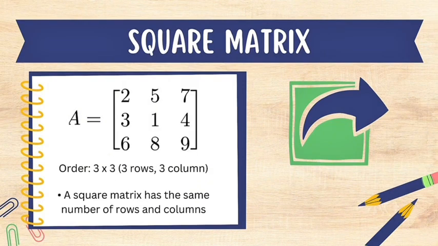Next is the square matrix. A square matrix has the same number of rows and columns. If the rows have 3, the columns must have 3 too. If the rows have 2, the columns must have 2.